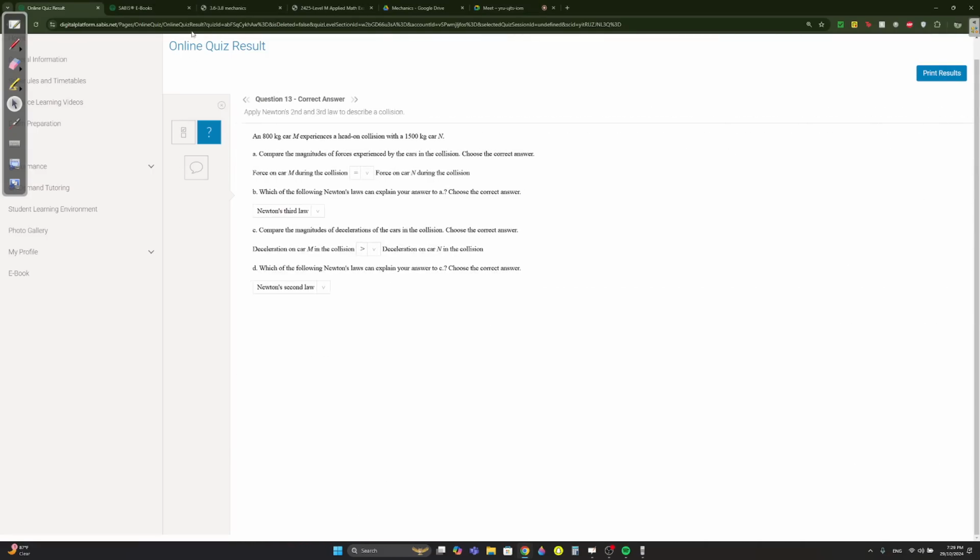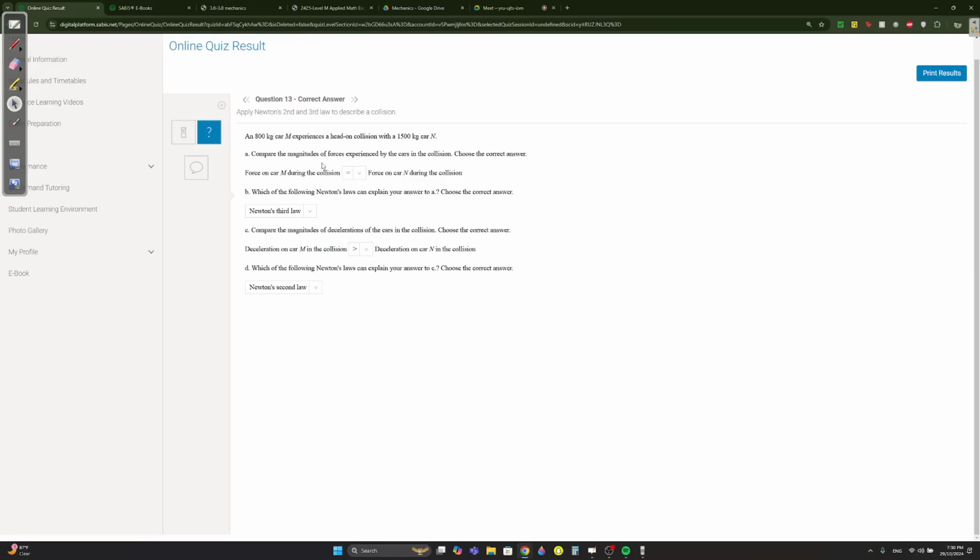Question 13. An 800 kilogram car M experienced a head-on collision with 1,500 kilogram car N. Compare the magnitudes of force experienced by the cars in the collision. The force on car M is equal to the force on N, because M experiences a force from N which is equal in magnitude to the force of N on M. Right? Because of Newton's third law. Remember Newton's third law, action reaction.